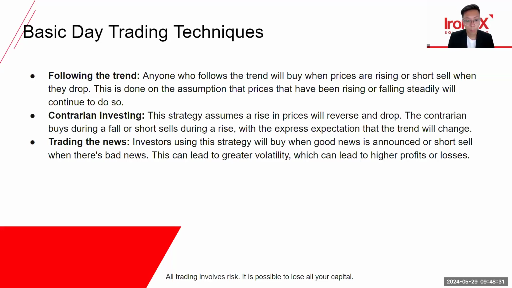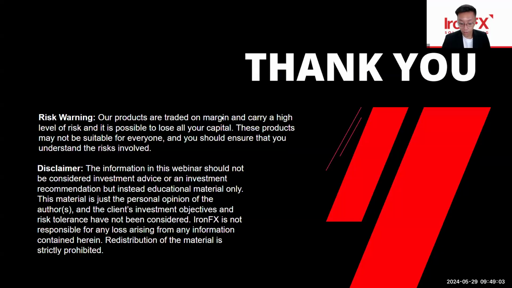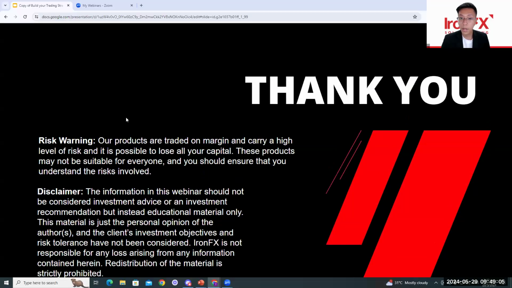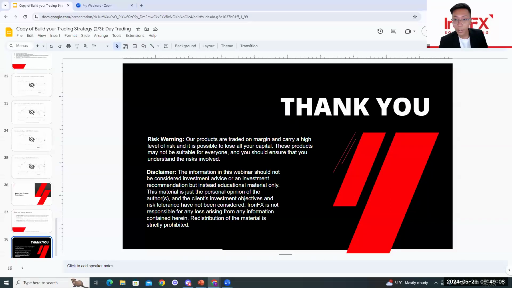Lastly, trading the news. Some people use this strategy. They will buy when good news is announced. For example, if your CPI is good, then you will tend to buy pairs like USD JPY. This can lead to greater volatility, and it's a very risky move because you can either profit a lot or you can lose a lot as well. So that's my session, but let us go through pairs.